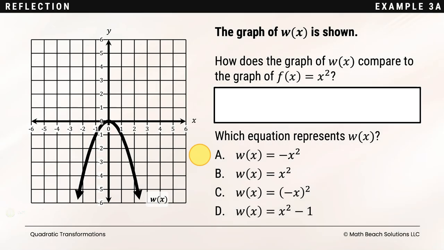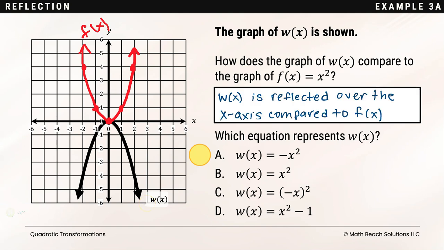The graph of a quadratic function named w of x is shown. We want to know how the graph of w of x compares to the graph of f of x equals x squared. But first, it can be helpful to either imagine in your head or graph on your paper the quadratic parent function y equals x squared. I'm going to add it to the graph here and label it f of x so we can quickly compare the two functions visually.